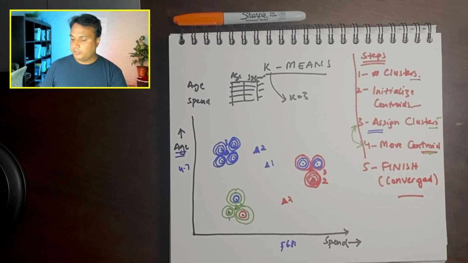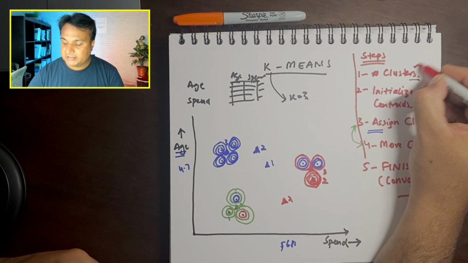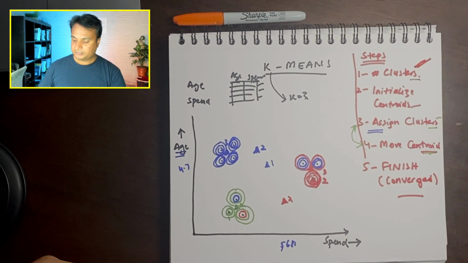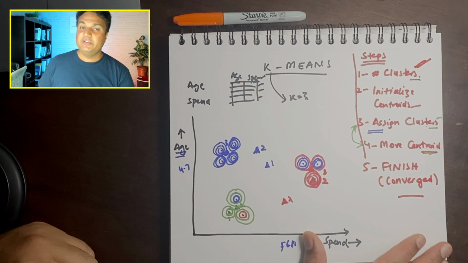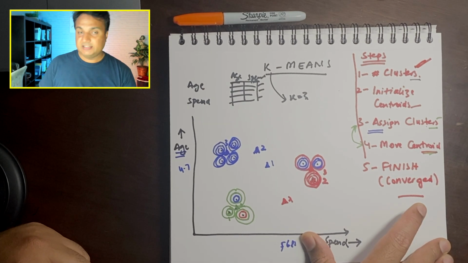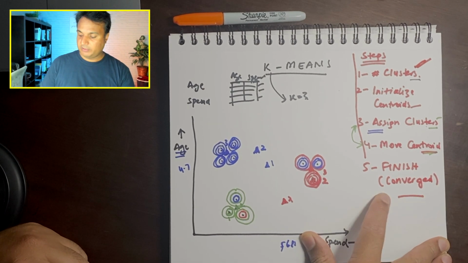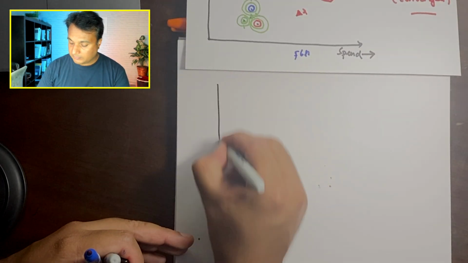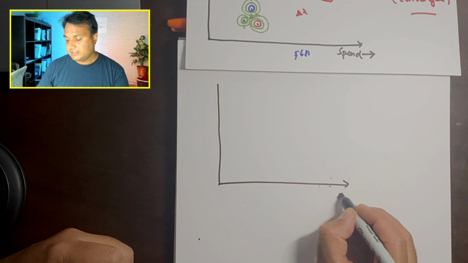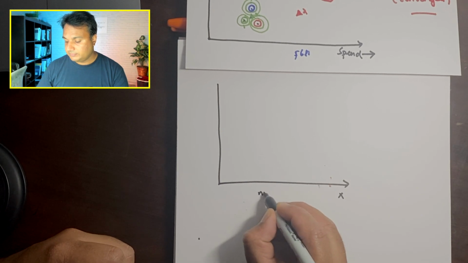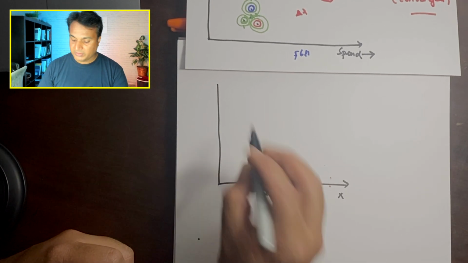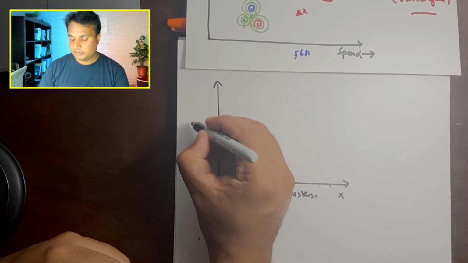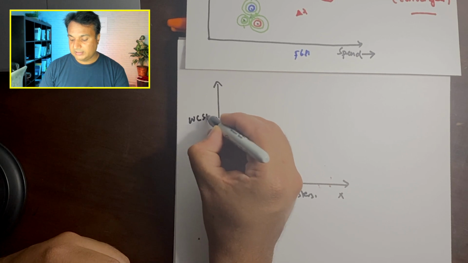Now coming back to the question of how we know the right number of clusters when we cannot visualize the data, we use a very neat trick. It is called the elbow method. Let me show what it means. We do a plot like this, where on the x-axis we have the number of clusters, and on the y-axis we track something called WCSS.